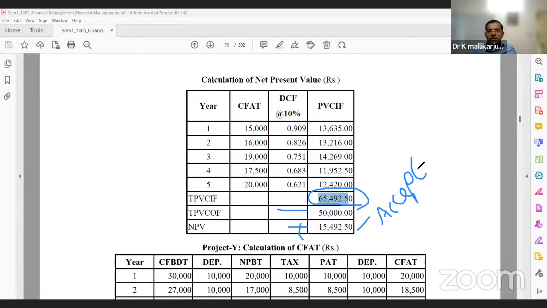Why can we accept the project? The firm's inflows are higher than its outflows. The outflows are 50,000, and the inflows are 65,000 plus. We can accept the project as per this NPV method. We can accept this X project.